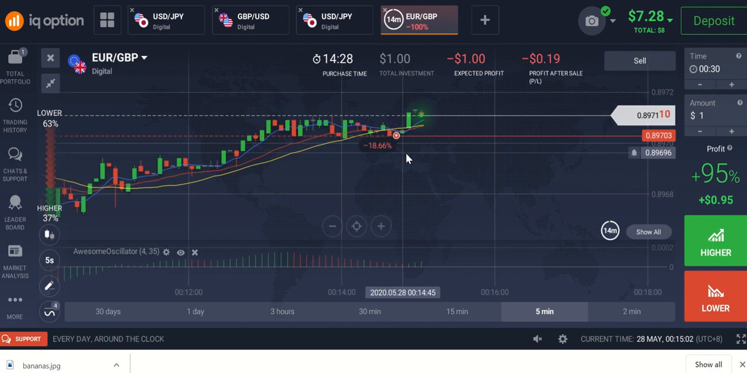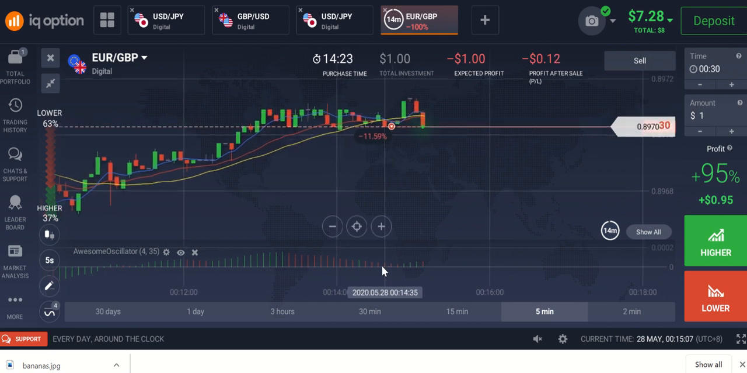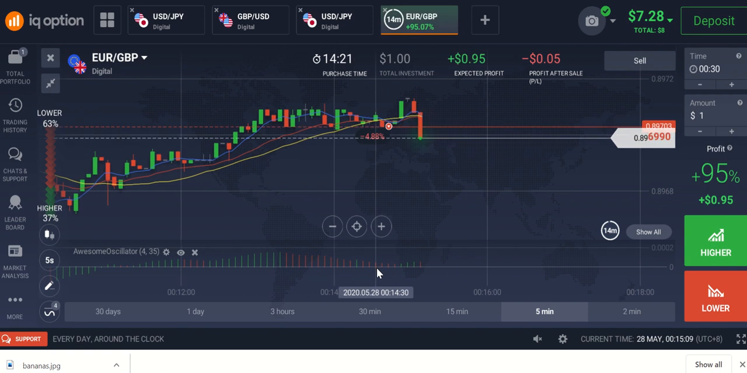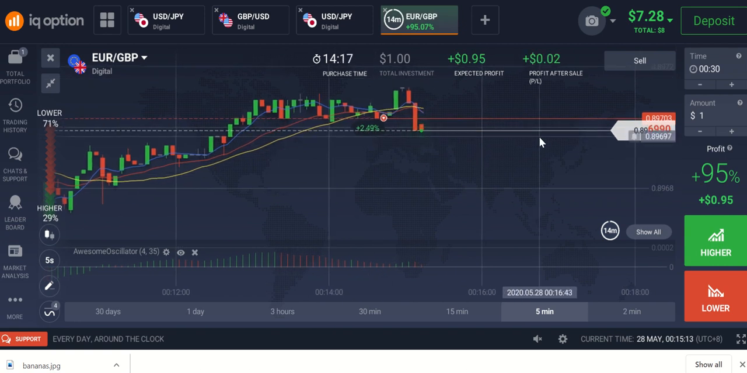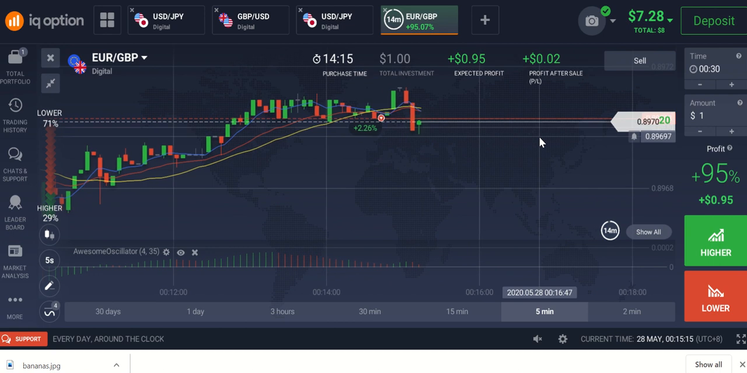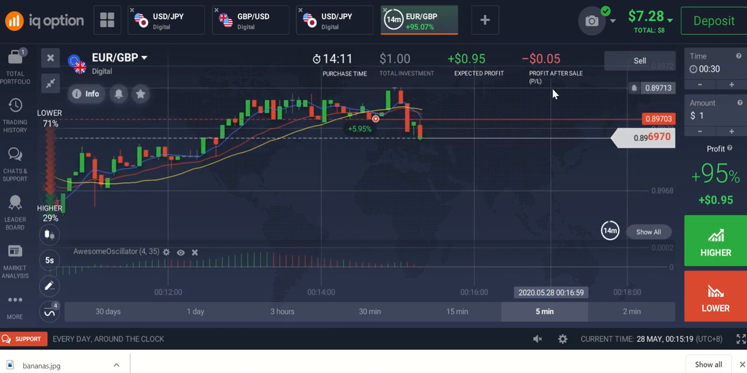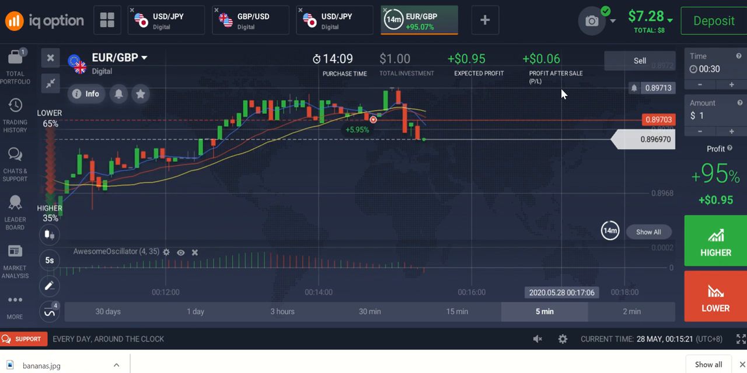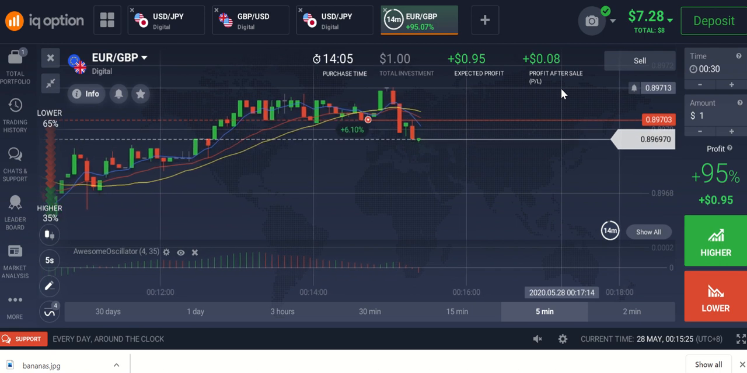Okay, so I think we entered too early here, because if our bias is that it should go down, this oscillator should also go down. But that's fine. Look, it managed to go within our analysis, and we have enough wiggle room because we have 14 minutes left.